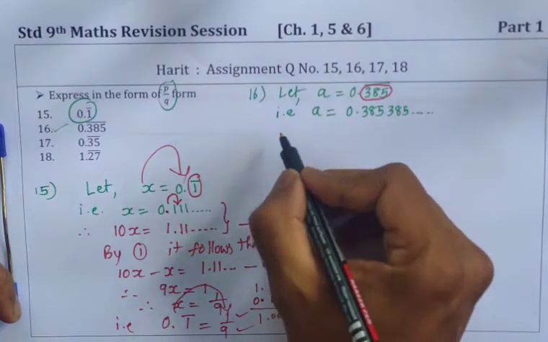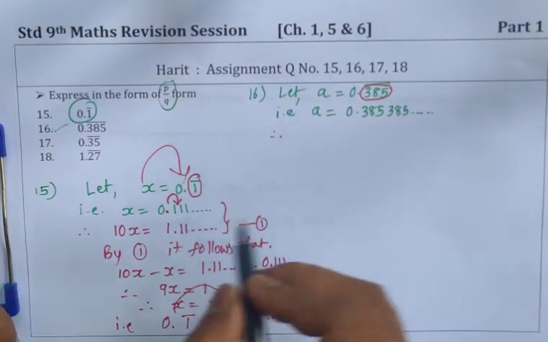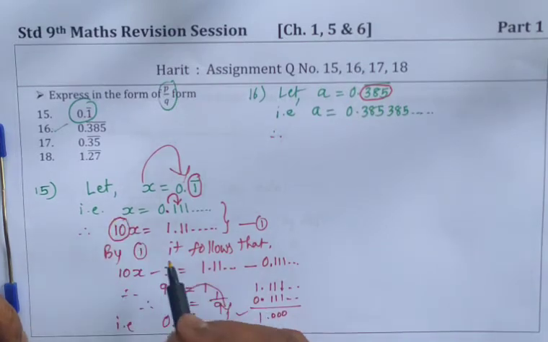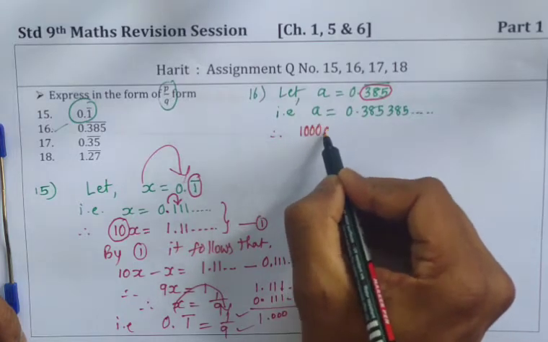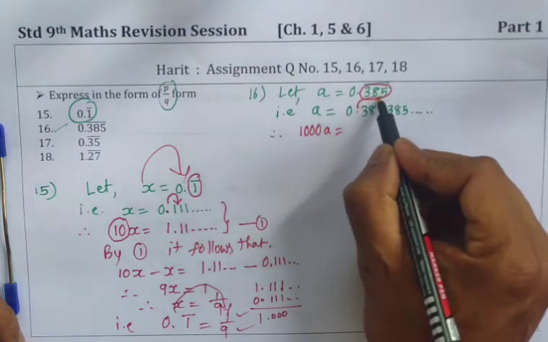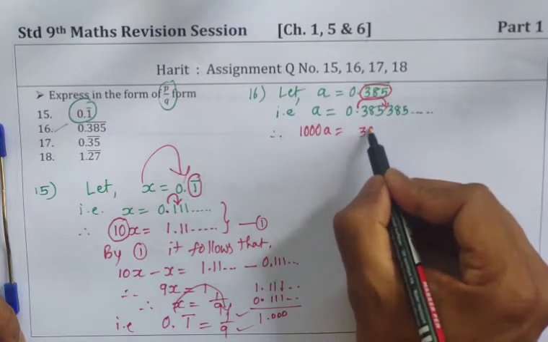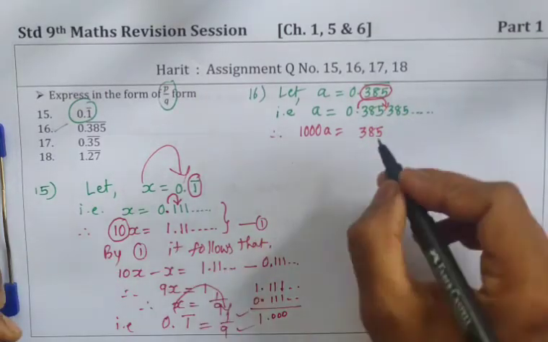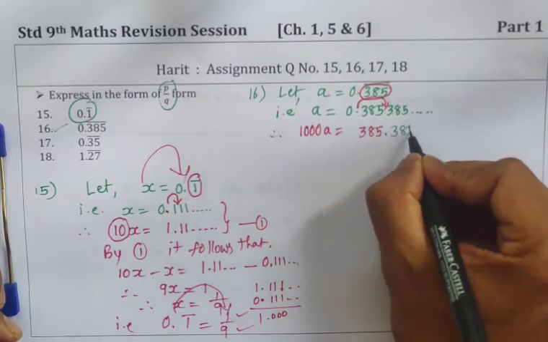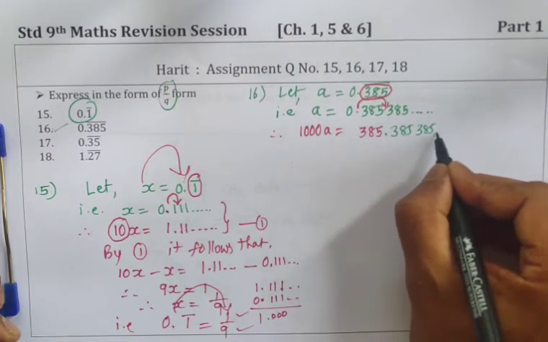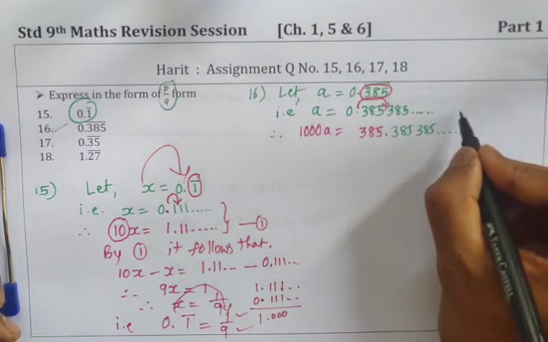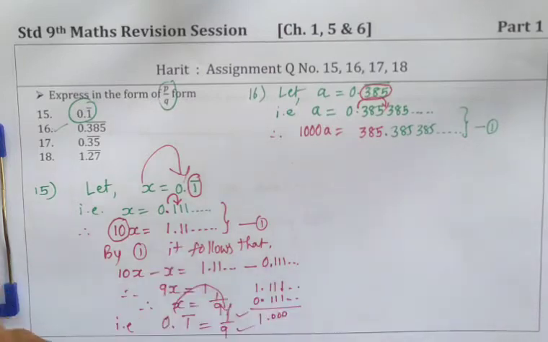So multiply by 1000. If 3 digits are recurring, you have to multiply by 1000. If 1 digit is recurring, you have to multiply by 10. So what if 2 digits are recurring? Yes, multiply by 100. So 1000a is equal to, and this will move 3 digits to the right. So you will have 385, then the point, and then 385. You have to write the double bar again, because after the point there should be a double bar. Dot dot dot. Combining this, I'm going to call it result 1.